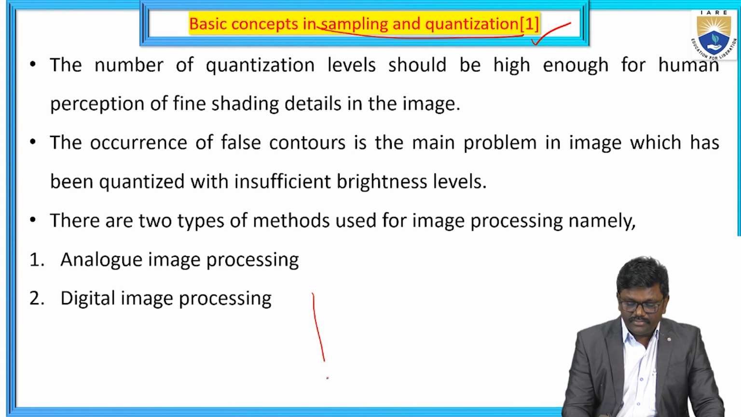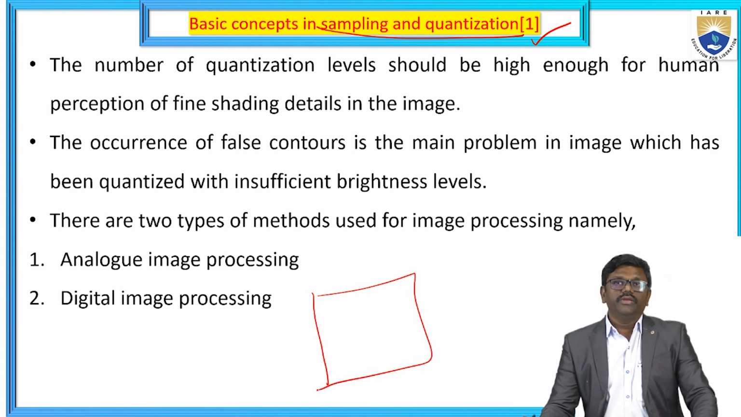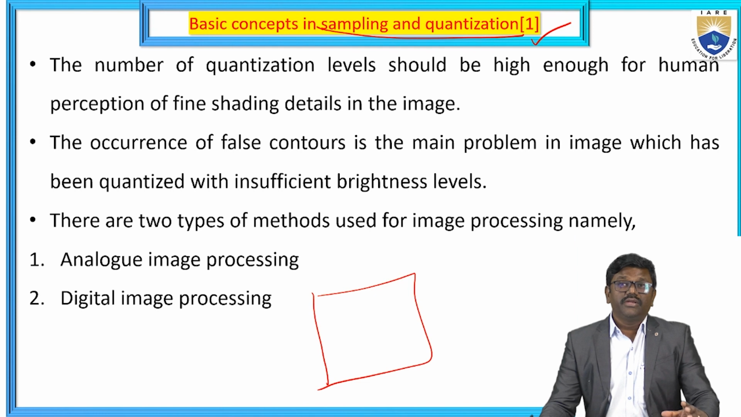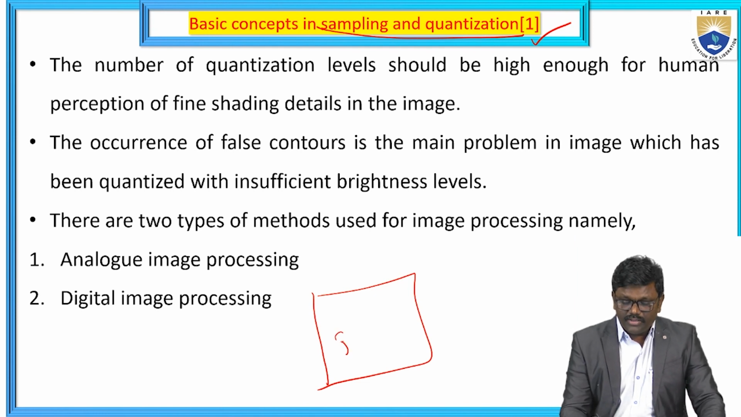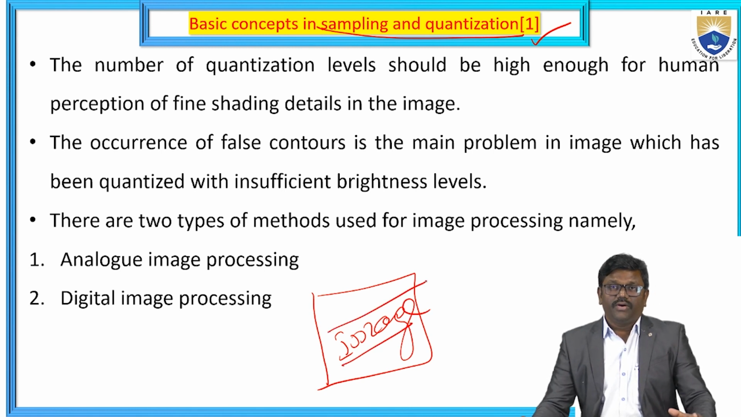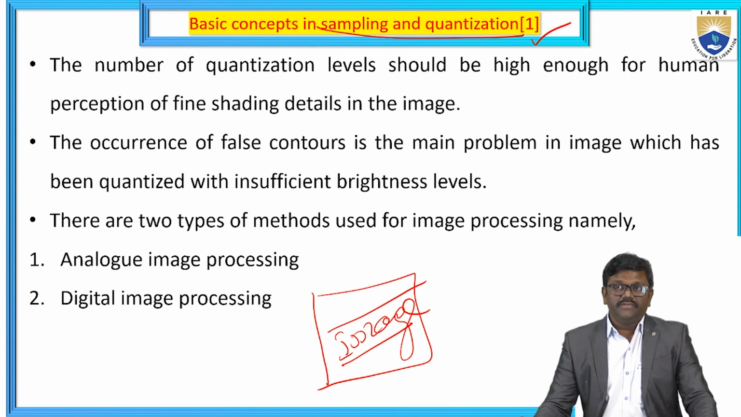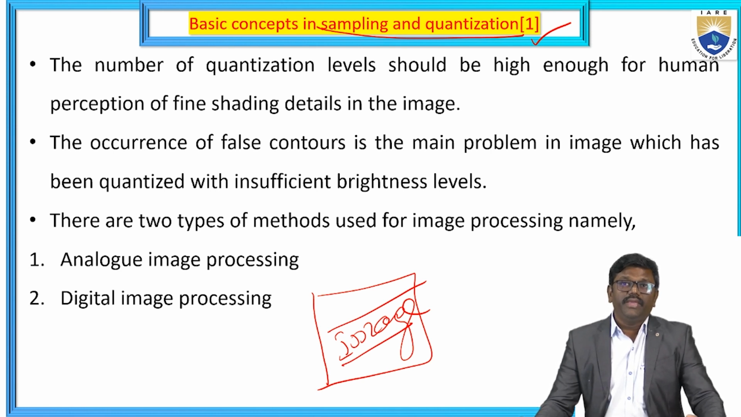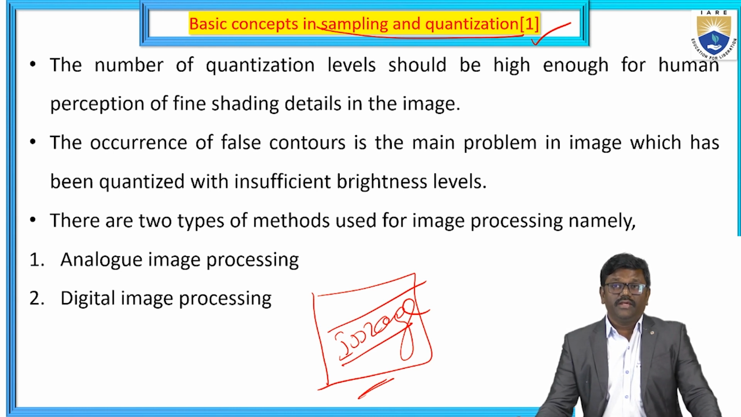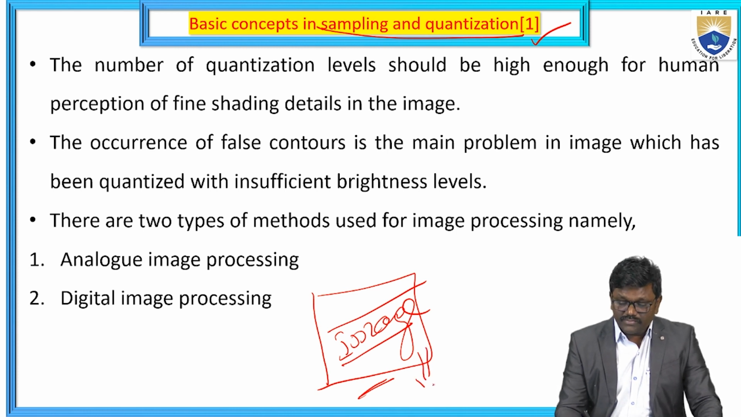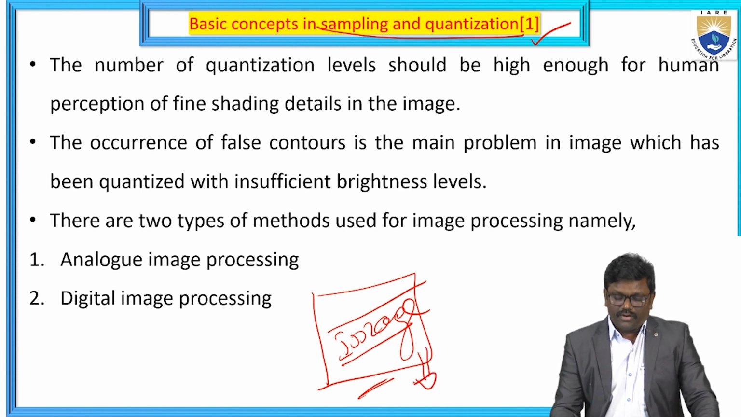If you take an image, you are going to see the perception of fine shading details in that particular image. The occurrence of false contours is the main problem in an image which has been quantized with insufficient brightness levels. So we are going to see the brightness levels of your particular image. How can you find the brightness of the image? In the sense, you are going to keep this image in terms of achievement of a digital image.